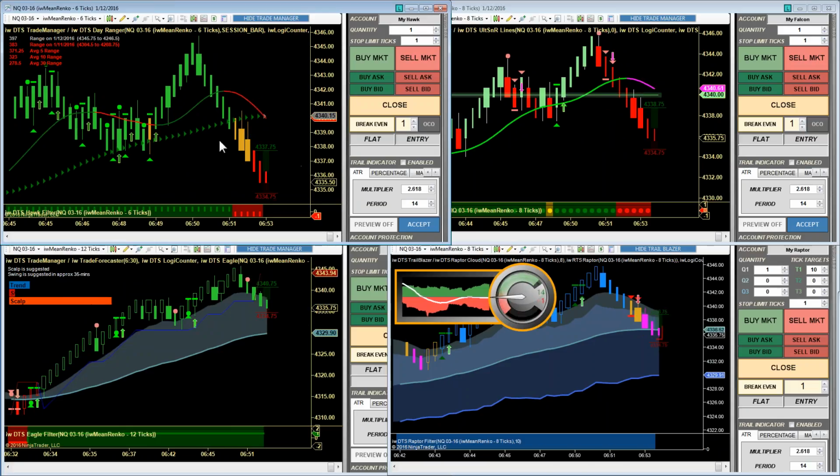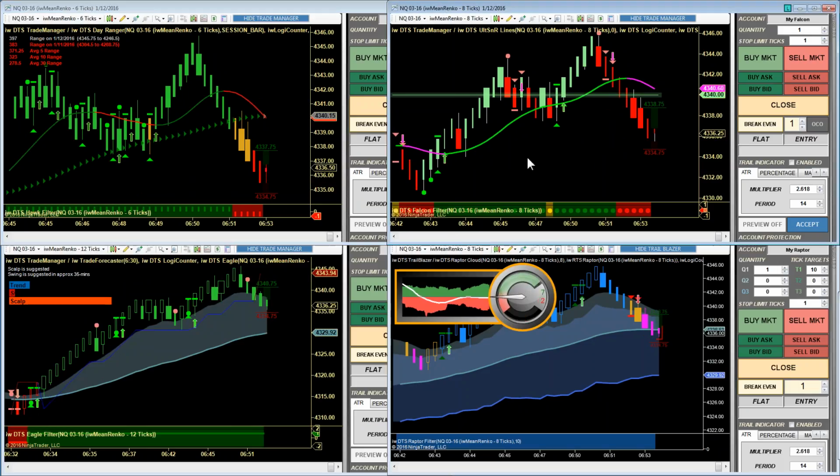Flashing another red bar by there. Our trend line has flipped over now on the Falcon, so we have the beginnings of a trend change signal there.